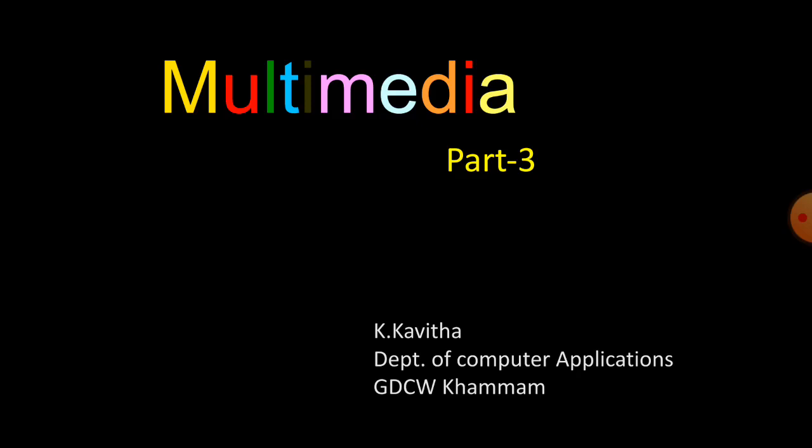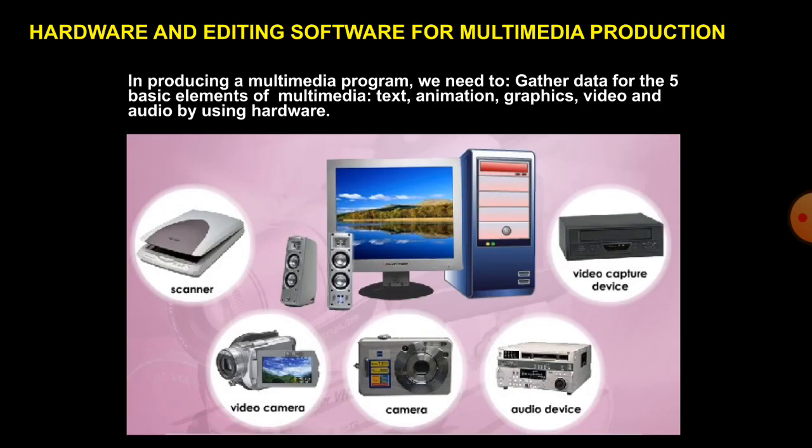In the last class, we have seen about the elements of multimedia. There are totally 5 elements of multimedia. They are text, animation, graphics, video and audio. We have discussed all these elements in the previous classes. So today we are going to learn about the hardware and editing software for multimedia.